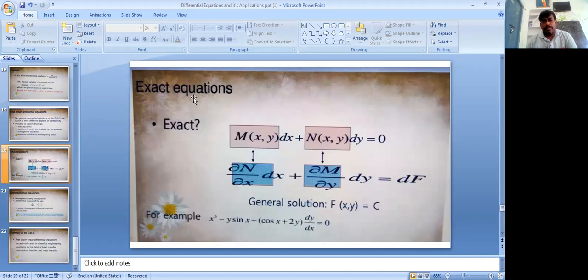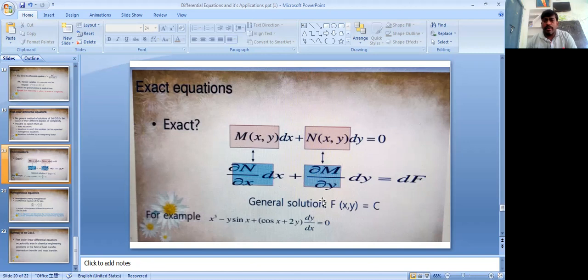In the previous example, an exact differential equation: x cube minus y sin x plus cos x plus 2y dy by dx. Cross multiply the dx. Therefore, x cube minus y sin x into dx plus cos x plus 2y into dy is equal to 0. So finally, the equation is of the form M dx plus N dy equal to 0, where M is equal to x cube minus y sin x and N is equal to cos x plus 2y.